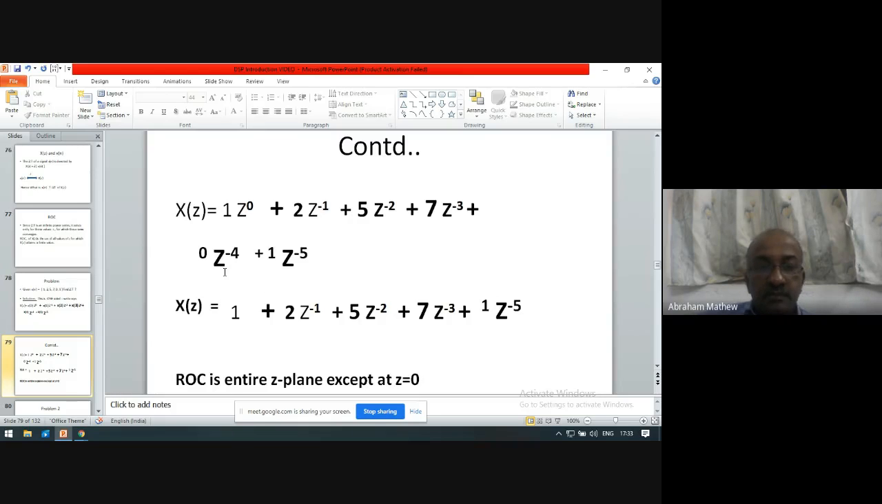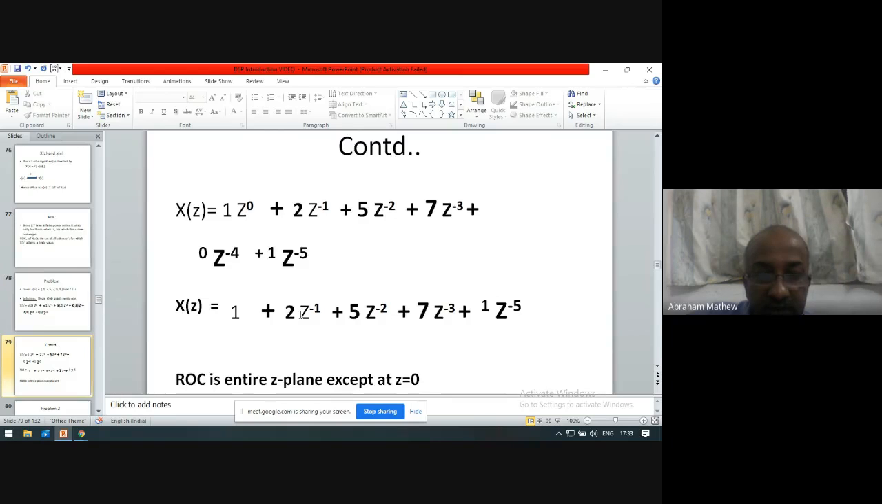For this particular one, what is the ROC? ROC is the entire z plane except at z is equal to 0. Isn't it? Because when z becomes 0, it is not converging, because 2 z power minus 1 is there. You can write it as 2 into 1 by z.